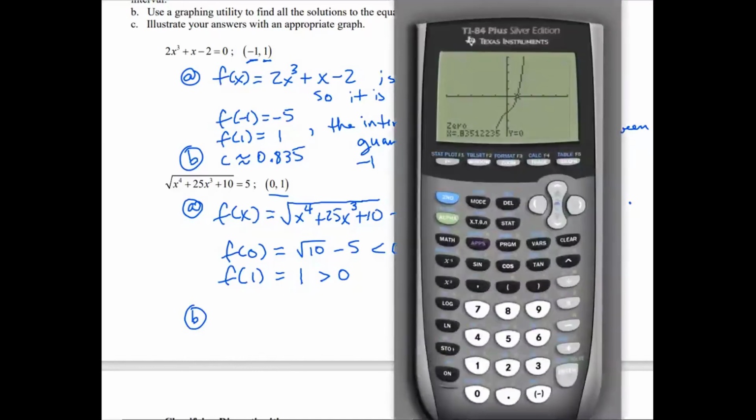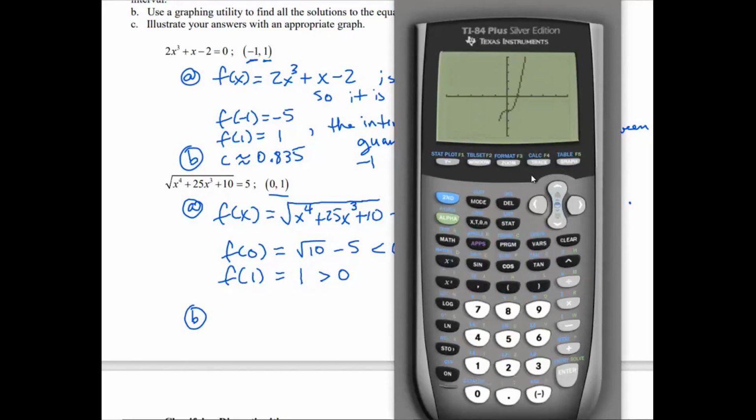So let's go to our calculator, and this time I want to change that to the square root of x to the 4th plus 25x cubed plus 10. Then I'm going to get my right arrow key and get out of the front of that radical and hit minus 5. Alright, I'm going to hit graph and let's see what we've got.